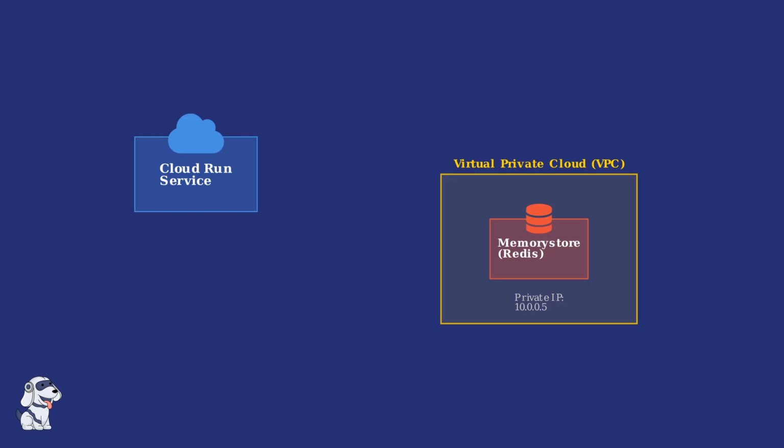Cloud Run cannot directly reach resources with private IP addresses. This is where the VPC connector comes to the rescue. Think of it as a secure bridge or tunnel that connects your Cloud Run service to your virtual private cloud. Let me show you how this works.